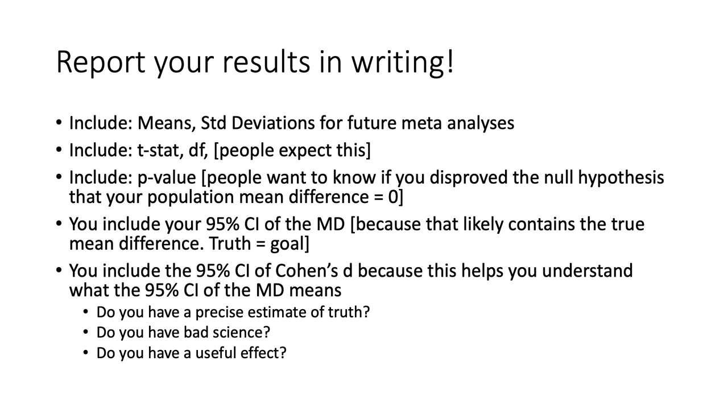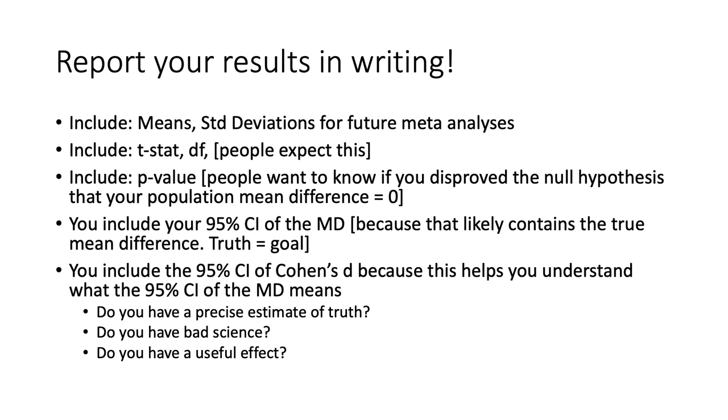Writing your results in psychology. What do we need? What do people want? They want the means. They want the standard deviations for future meta-analysis. They want your t-statistic. They want your degrees of freedom. People expect this. I'll explain that to you shortly. You include your p-value. People want to know if you disprove the null hypothesis that your population mean difference is 0. You're never going to forget what that is.